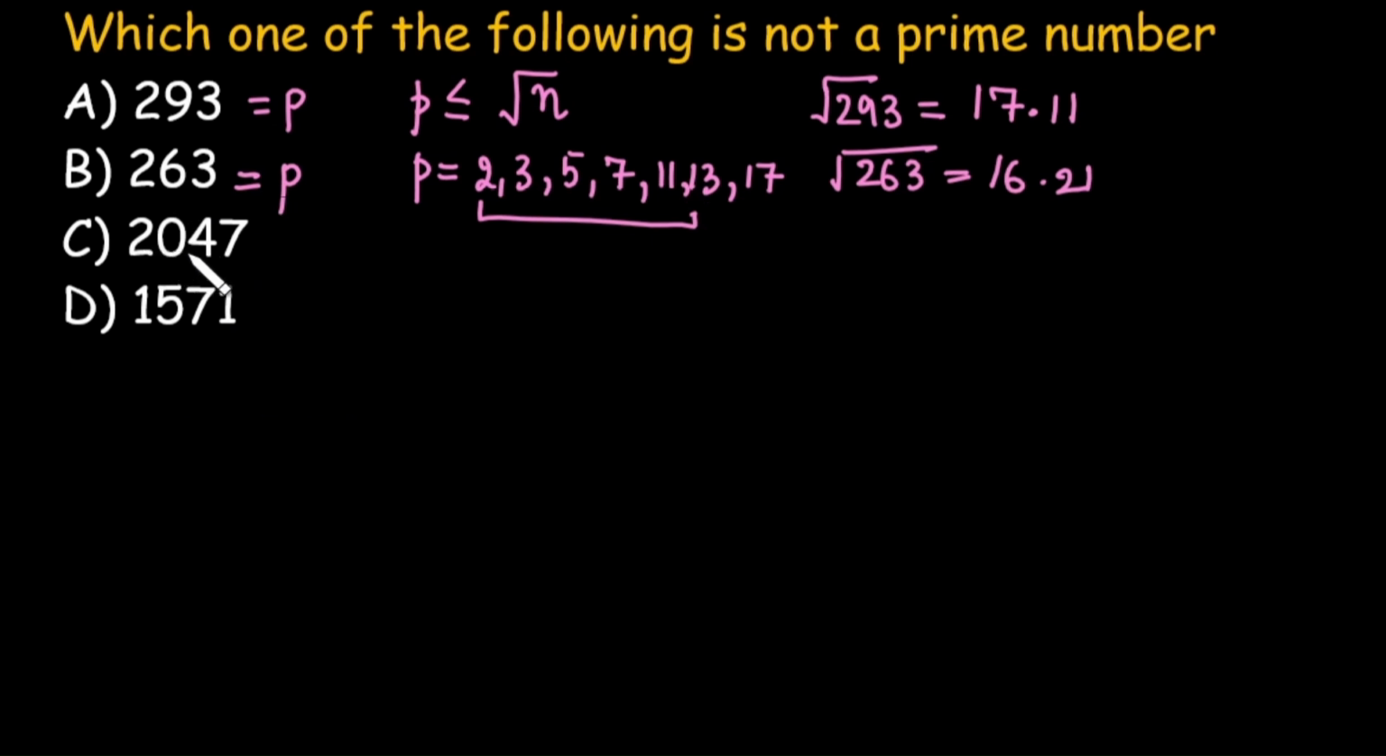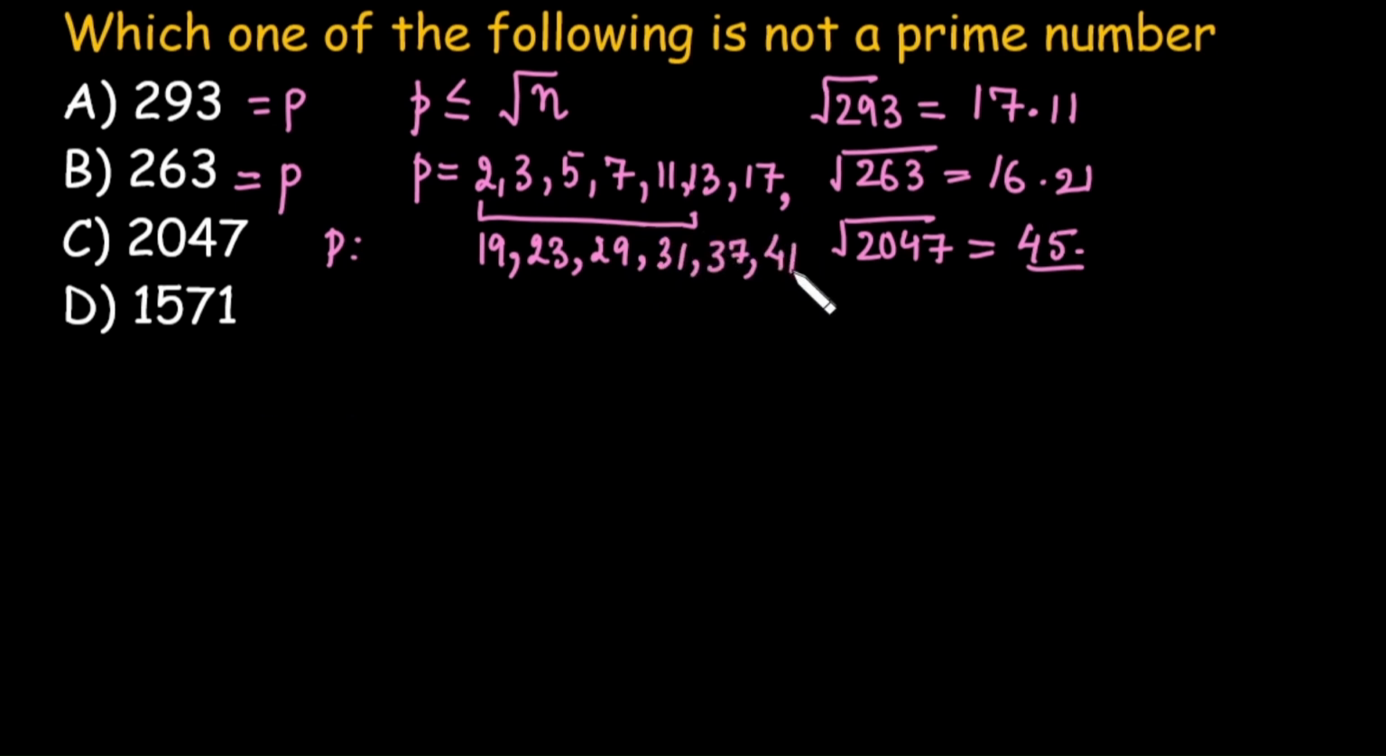Take the next number, 2047. Its square root is near 45. Now we need to take all the primes less than or equal to 45. That is 2, 3, 5, 7, 11, 13, 17, after that 19, 23, 29, 31, 37, 41 and 43. Check whether any number divides this one or not. You can check that 23 divides 2047. So clearly C is not a prime number. So rather than checking all the numbers, we just need to check these primes.